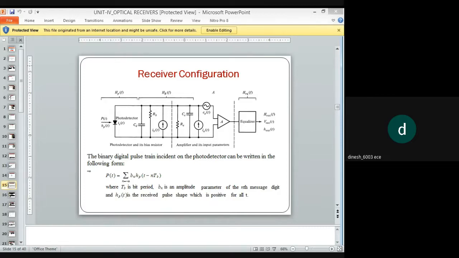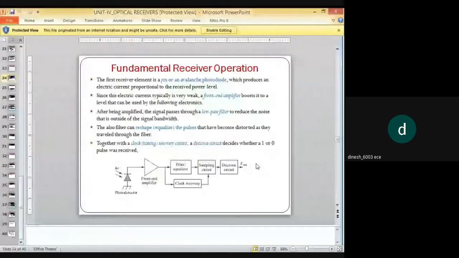This is the Gaussian distribution function. This is the bit error rate function which we have seen. Quantum limit we have discussed already in unit 2. Then the signal through the optical path, just now we had seen, same diagram. Next, the fundamental operation of a receiver. So till now, if you have any doubts, you can type in the chat box.